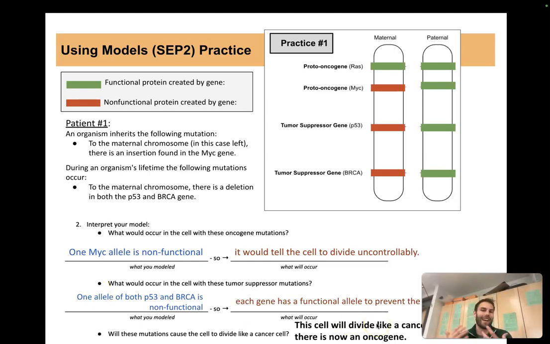And the reason we're saying it's acting like a cancer cell is because cancer goes in different stages. You can start to have cells that are dividing a little bit uncontrollably, but your body's able to take care of it. Then over time, these cells start to accumulate more and more mutations, where they finally become very, very cancerous. So if our cells are dividing how they shouldn't be, either due to one oncogene or two mutated tumor suppressor genes, we would say that the cell is going to divide like it's not supposed to, like a cancer cell.